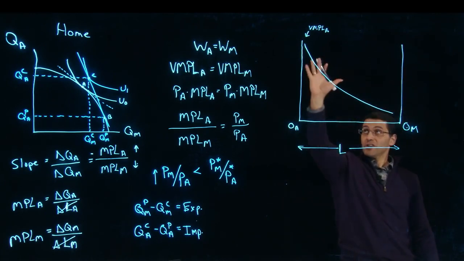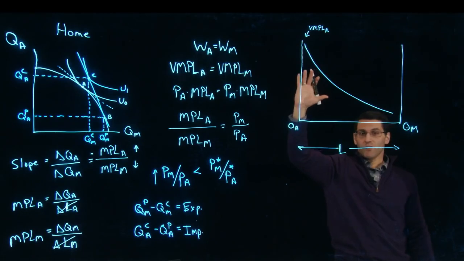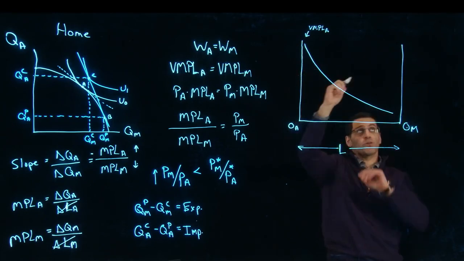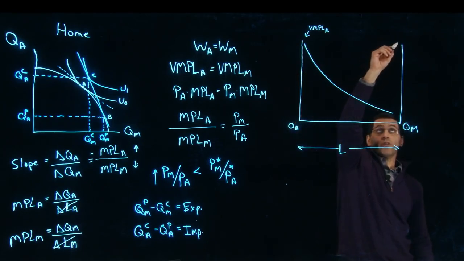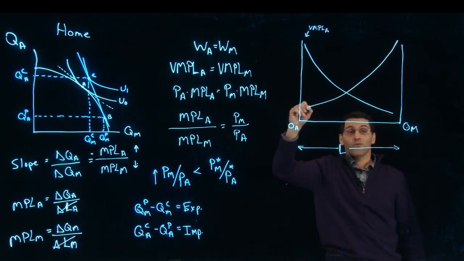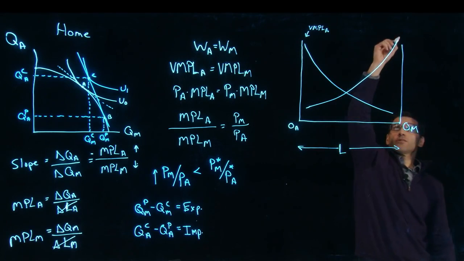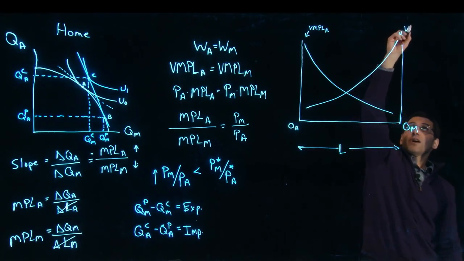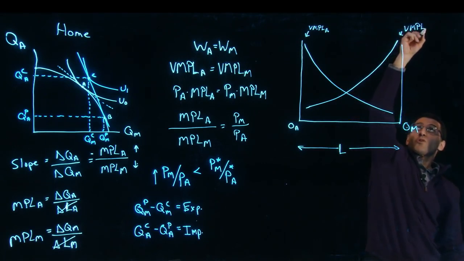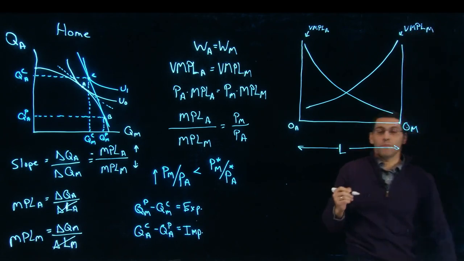And now imagine if we took this same graph for manufacturing, but now we're going to have it face backward. So the quantity of labor in manufacturing, we're reading that from right to left. So this curve is the value of the marginal product of labor in manufacturing.